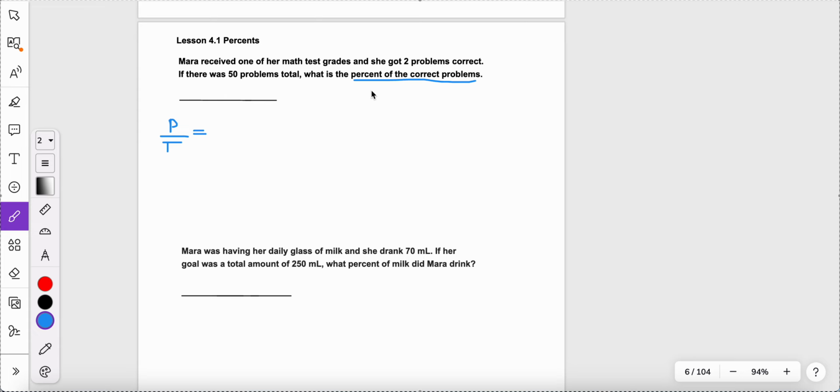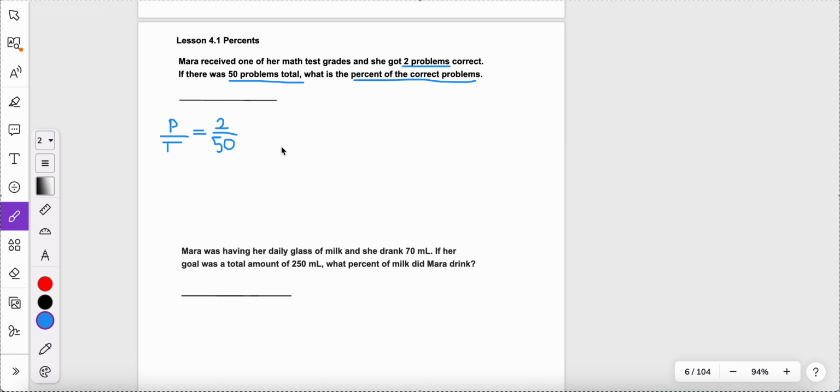So what I have is Mara got 2 problems correct, which is not that great. But she got 2 problems correct, and she got 50 problems total. So then we're going to do 2 over the 50. And that is our beginning. I'm going to write that a little better. So 2 over 50.